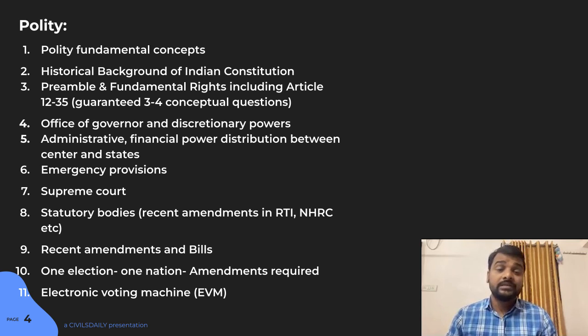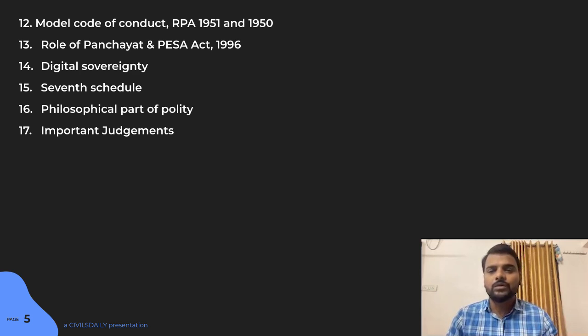Statutory bodies: there have been recent changes in RTI and NHRC, so what the recent changes and implications are may be asked. Then some recent bills and amendments that you should be covering. Then One Nation One Election, that is the dream of our Prime Minister, so that becomes important, along with the amendments which will be required. Then EVM, repeated questions are coming, and the model code of conduct. In a sense, everything related to the Election Commission, voting, model code of conduct, EVM and their reforms, because that has remained in the news a lot.